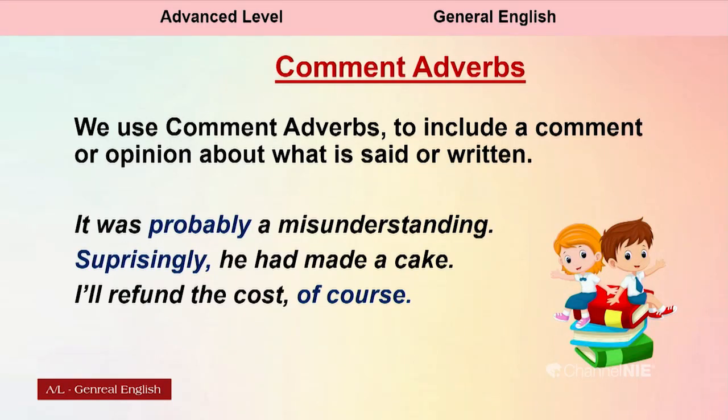Then, surprisingly, he had made a cake. So that he has made a cake is something that we can't believe. So, surprisingly, he has made a cake. That means he could do it. So far he has not done it, but now he has made a cake, and then we have got surprised. So we can put these things together. Surprisingly, he has made a cake.